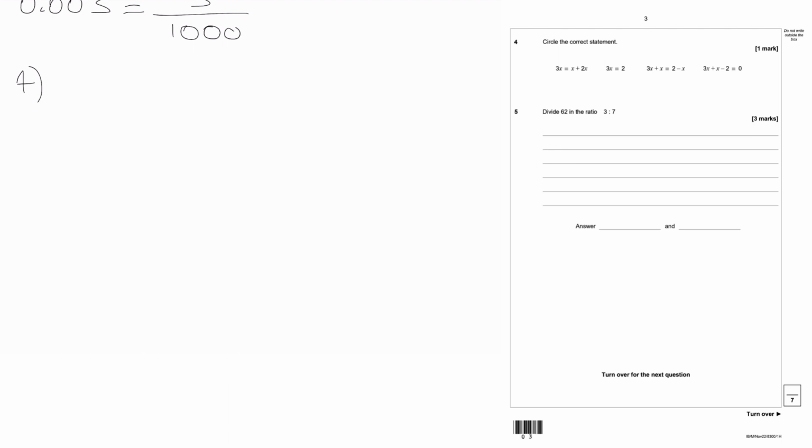So moving on to question 4, and what we have here are 4 sets of equivalencies. Now an equivalency is represented by this triple equal sign. What this means is it's identical to but not exactly the same. So if I were to give you an example, a half is identical to 2 over 4, but it isn't exactly the same. So here we can see that the correct answer should be 3x is identical to x plus 2x.